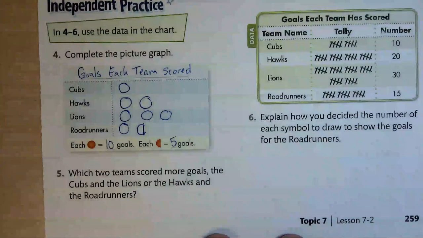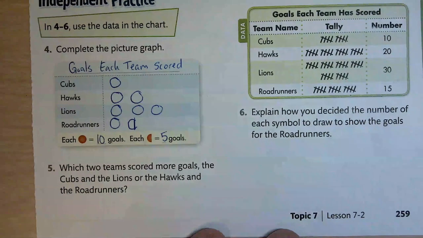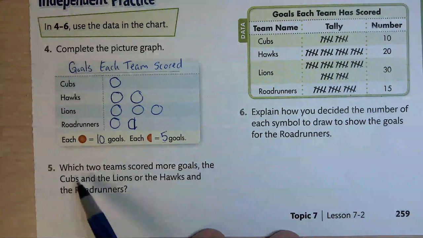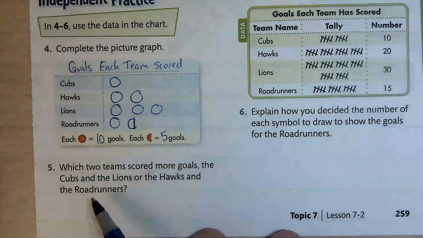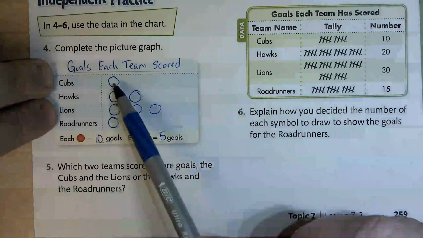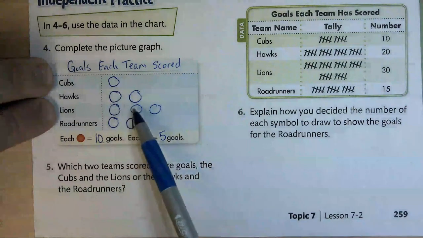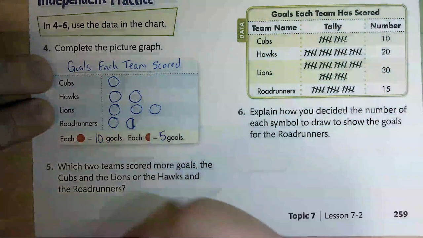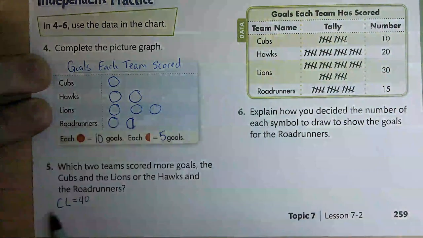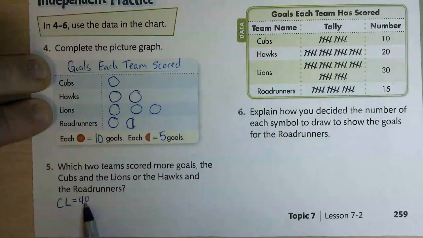All right, now we've got a couple of questions about our graph. So it says, which 2 teams scored more goals? The Cubs and Lions or the Hawks and Roadrunners? So we want to look at the Cubs and the Lions. Well, they had 10, 20, 30, 40. All right, so I'm going to put CL equals 40. Cubs and Lions equals 40.